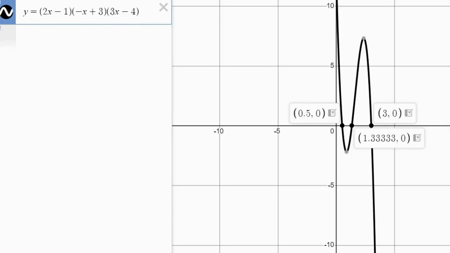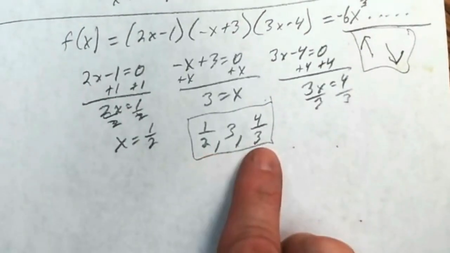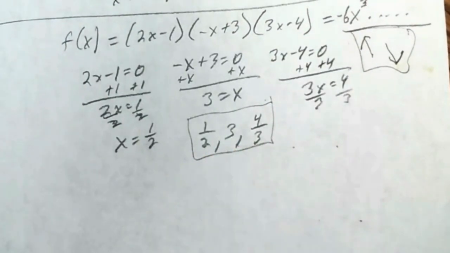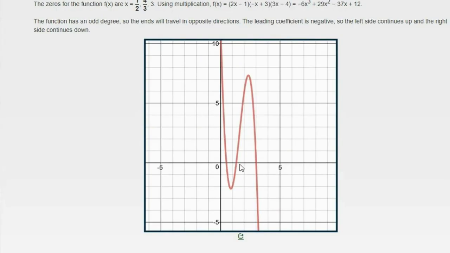And look, it goes down on the right, up on the left, because when you multiply those together, you'll get that negative 6x to the third, plus a bunch of other stuff. But that confirmed what we did algebraically on paper of finding the 1/2, the 4/3, and the 3 as our solutions. 1/2, 3, 4/3. There it is. And they show the same graph that we had. Odd degree, up on the left, down on the right.